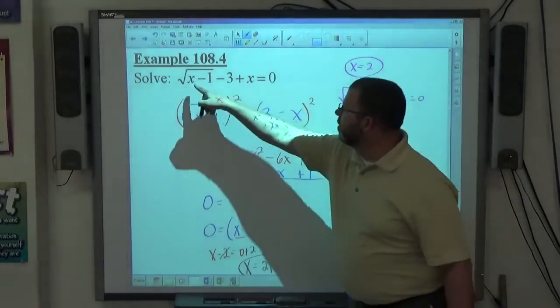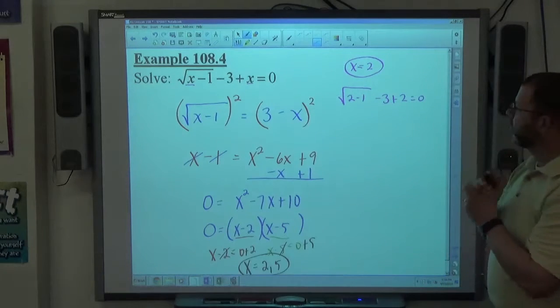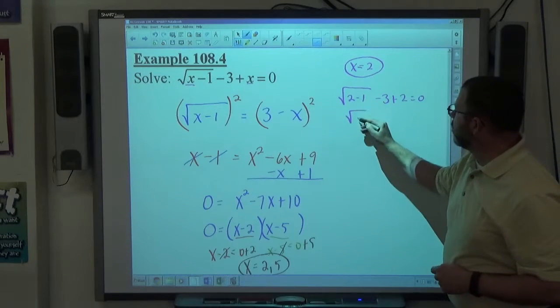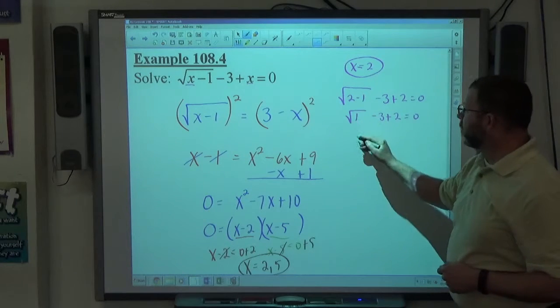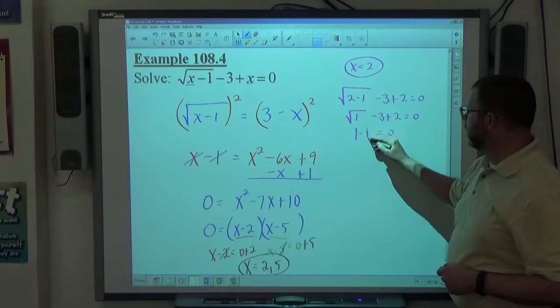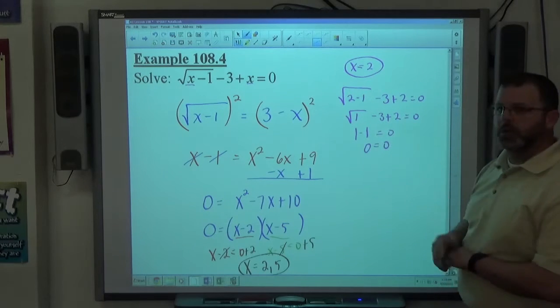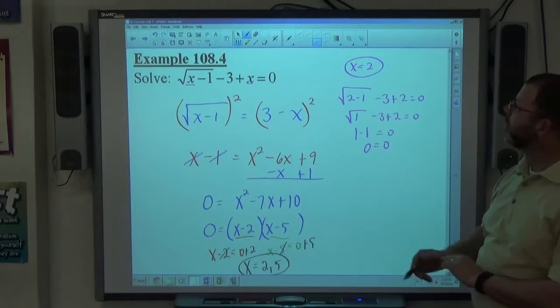This x and this x both became 2's. Everything else is what it was. 2 minus 1 in the radical is 1. The square root of 1 is 1. Negative 3 plus 2 is minus 1. 1 minus 1 is 0. 0 equals 0 is true. x equals 2 is a fine answer and it works perfectly.